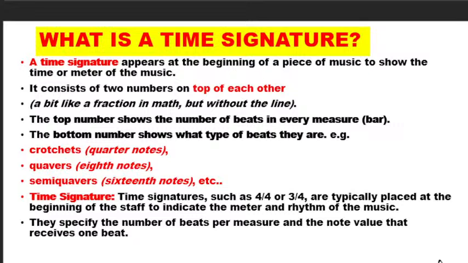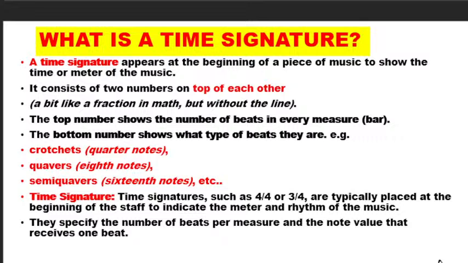Now, what is the time signature? The time signature appears at the beginning of the piece of music to show the time or measure of the music. How many beats are in one bar? That's the point. The time signature will indicate how many. If you find 2/4, in that bar you have two beats, which is 2 crotchets or 1 minim. So it consists of 2 numbers on top of each other.